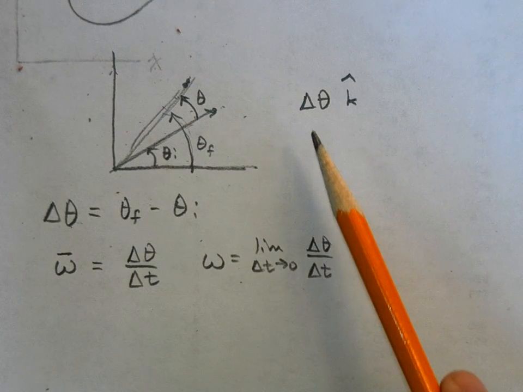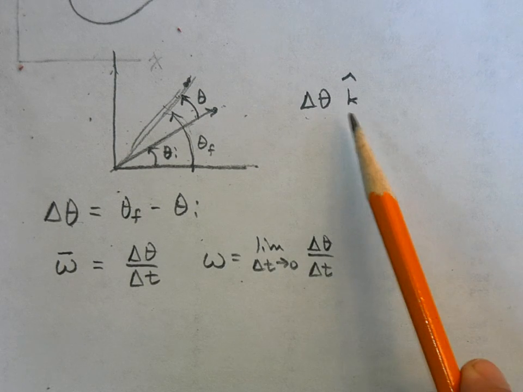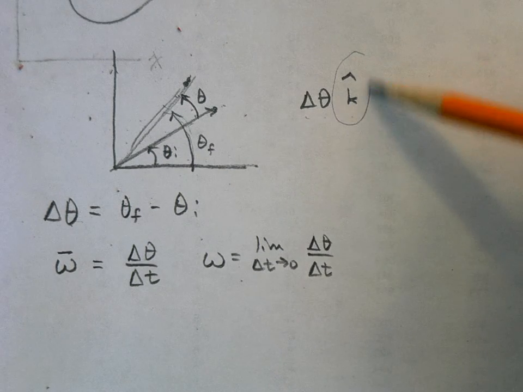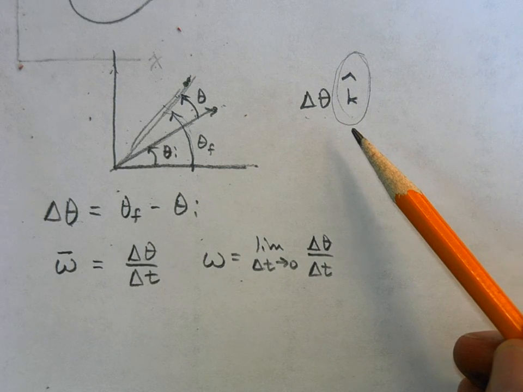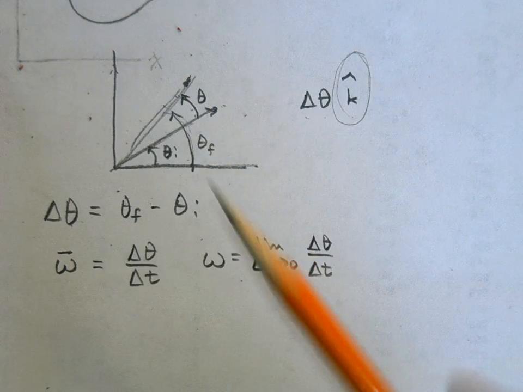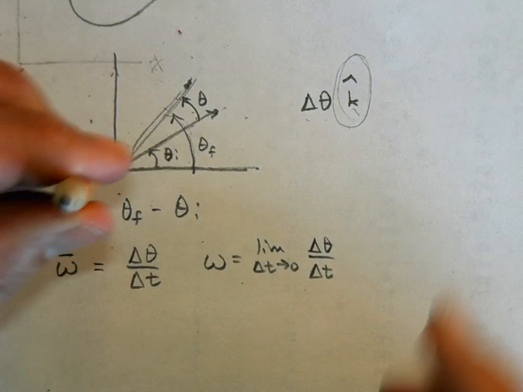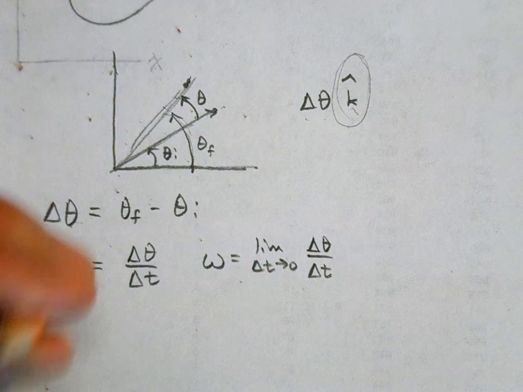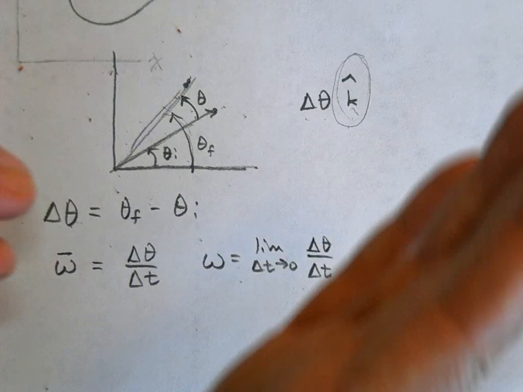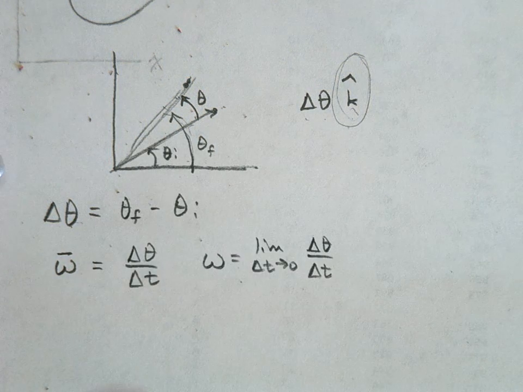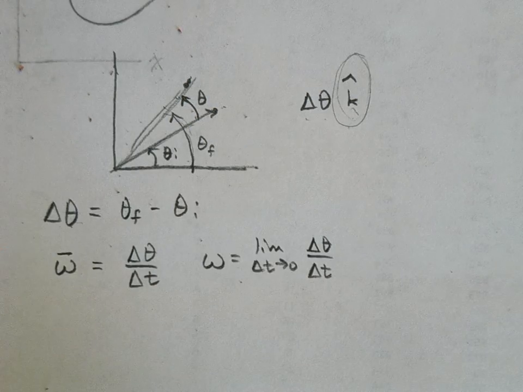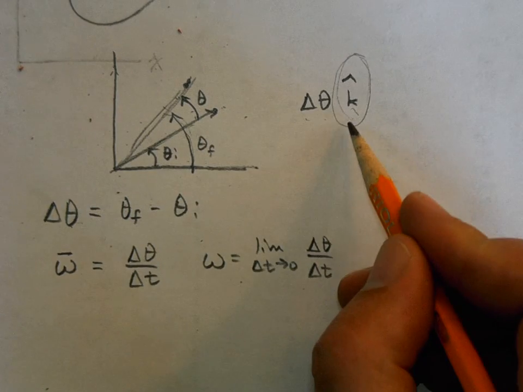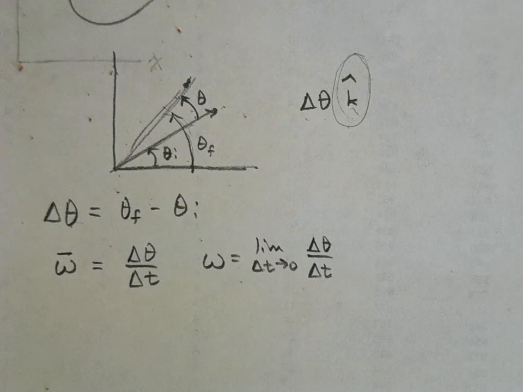All right, now, delta theta in the k-hat direction. What does this direction mean? It really tells you the orientation of the axis that you're rotating around. It says your axis of rotation is pointed up in the k-hat direction. And if it's positive, we've decided to make positive a counterclockwise sweep. If it's negative, it's a clockwise sweep. So that's where the vector nature of rotating quantities comes from. It's really identifying the direction of the axis of rotation.